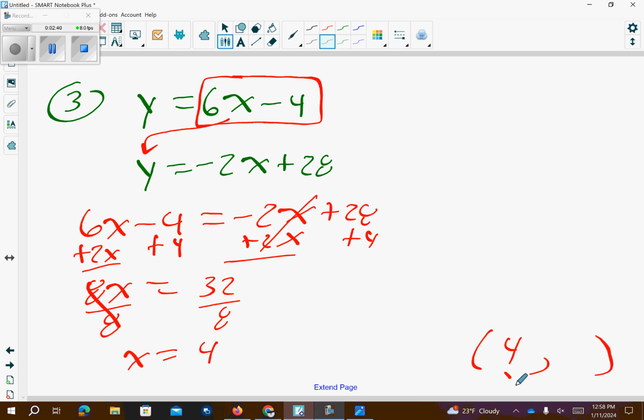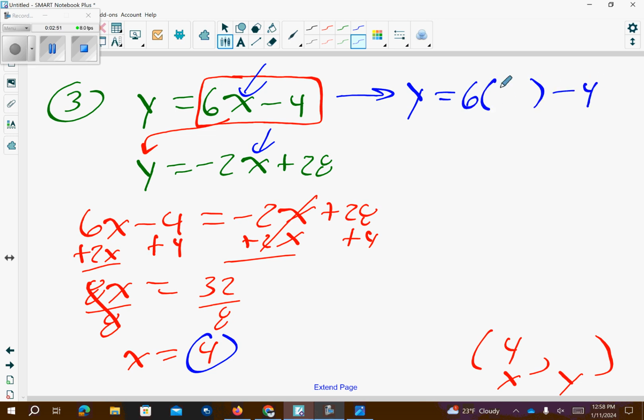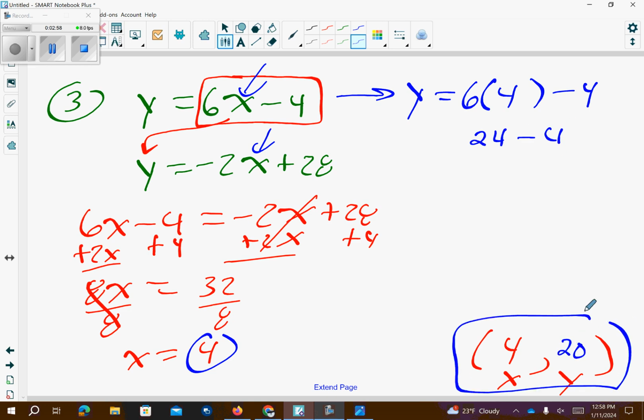Remember, my answer will have x and y. So I'm going to take this 4 and I'm going to plug it either in here or here. It doesn't matter. So I'll just pick the top one. That was an x, but now it's going to be a 4. So that's 6 times 4 is 24 minus 4. So 4 comma 20. That's my answer.